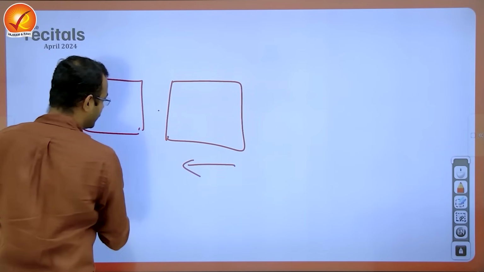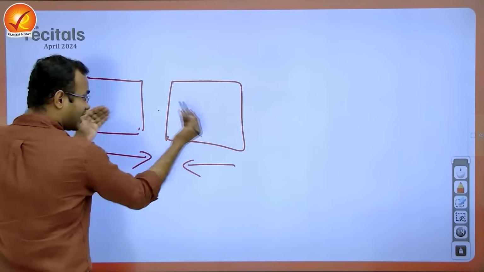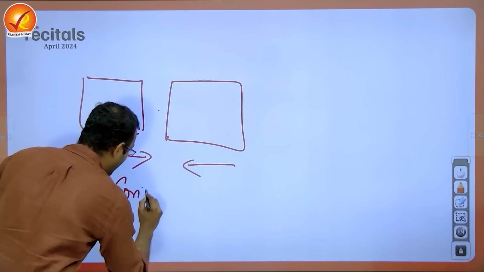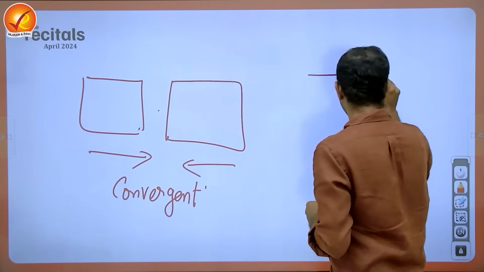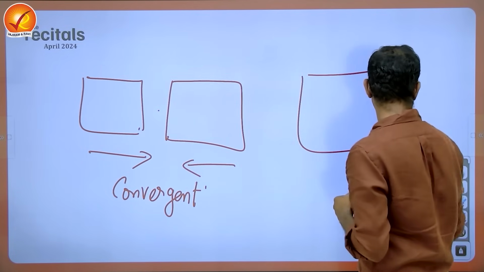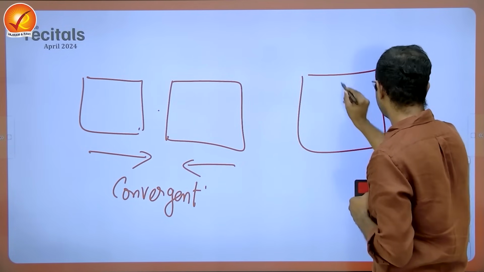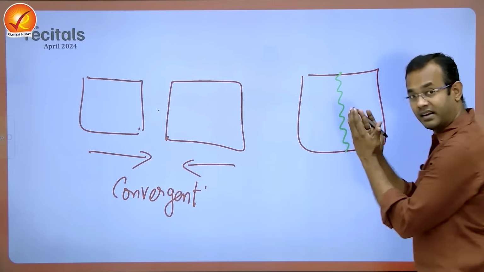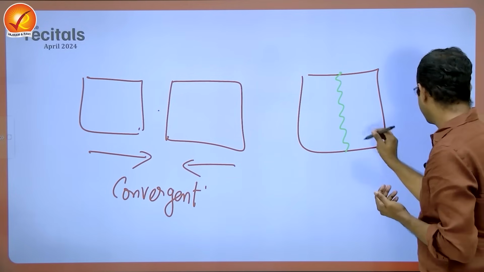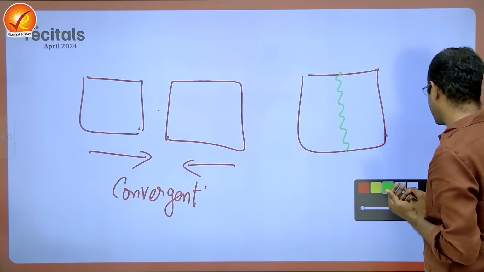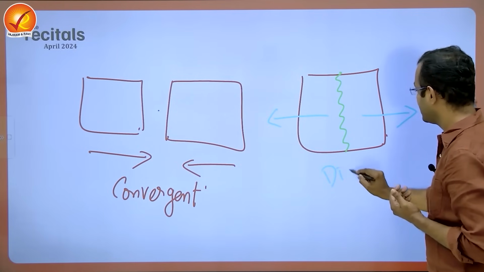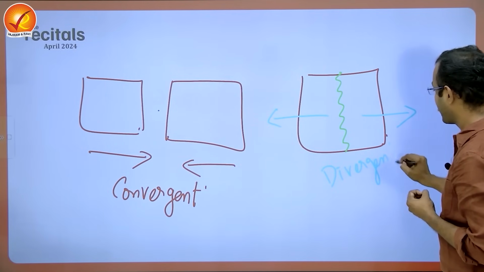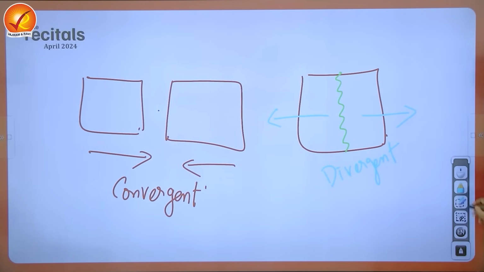If the plates move toward each other, there can be a convergent plate boundary. There is also a possibility of a plate getting broken and the pieces diverging from one place to another. There is a possibility of divergence that can happen. This will be divergent plate boundaries. So we do have convergent and divergent, right?